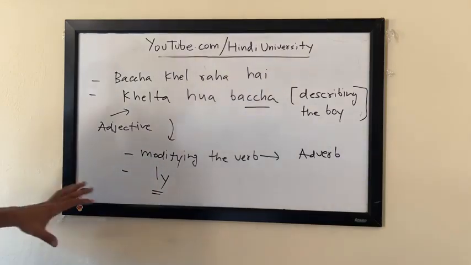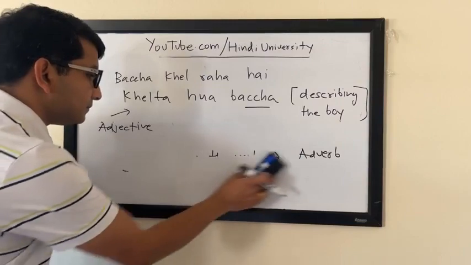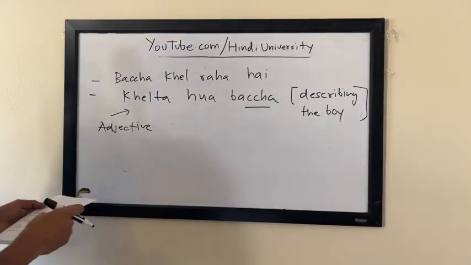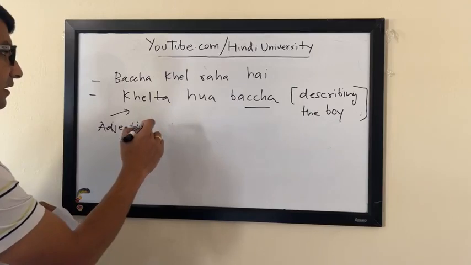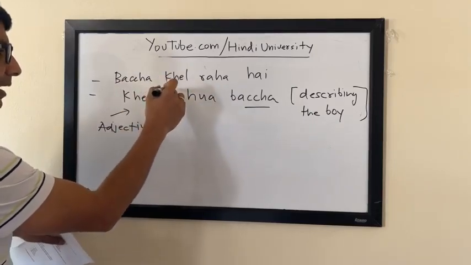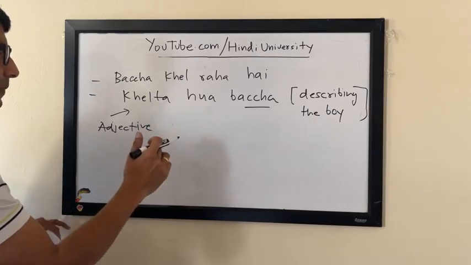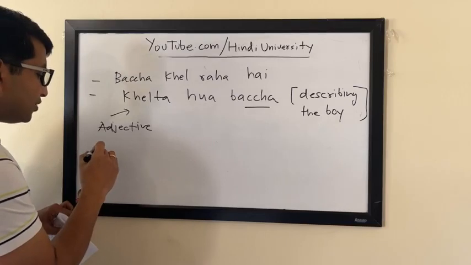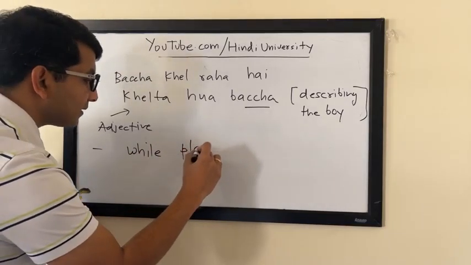Now, when used as a participle, here is the subtle difference. Bachcha khel raha hai, a boy is playing. In this one, khelta hua bachcha, a kid that is playing. Now, imagine that you want to really say while playing.